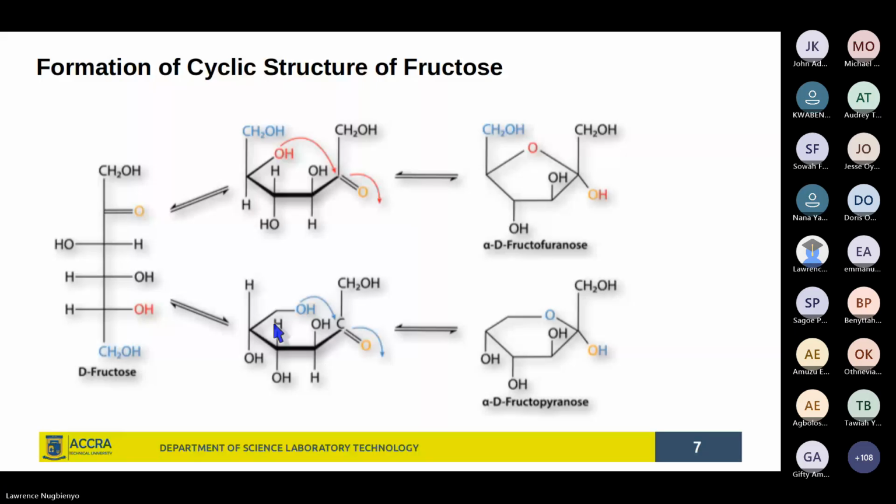Okay, so we move on to look at the formation of cyclic structure with fructose. And remember, fructose is a ketose. Fructose is a ketose. So just as we looked at the reaction which could occur between an aldehyde group and a hydroxyl group, the same thing can occur between a ketone group and a hydroxyl group.